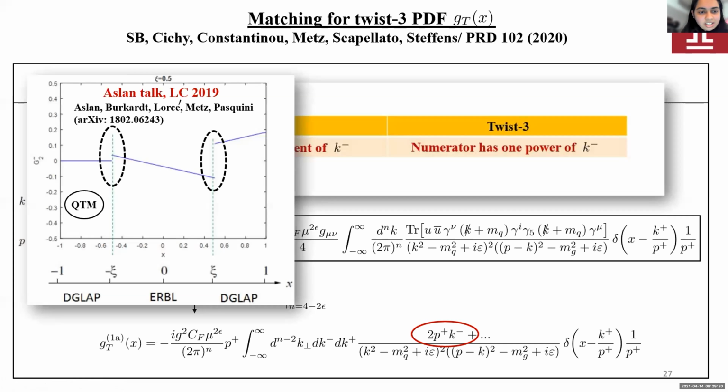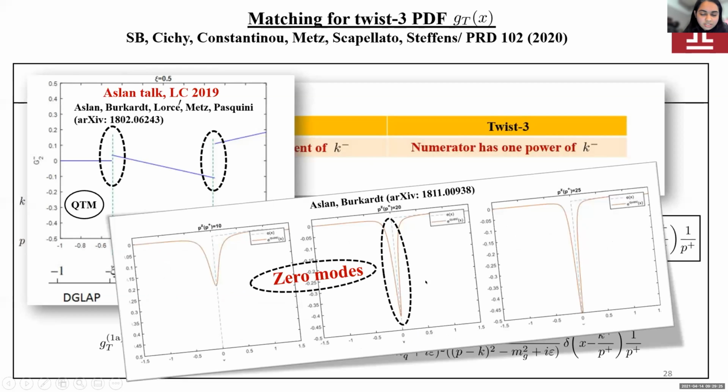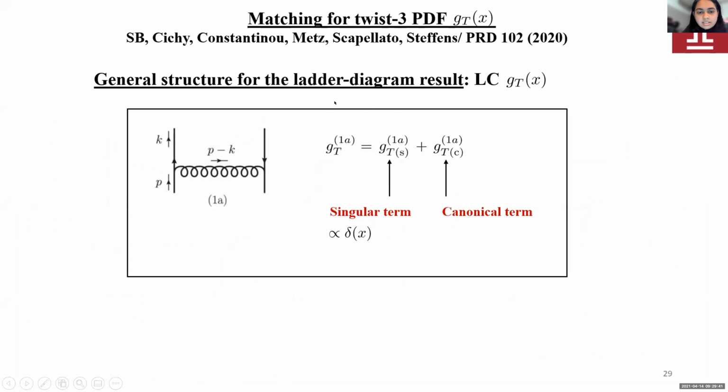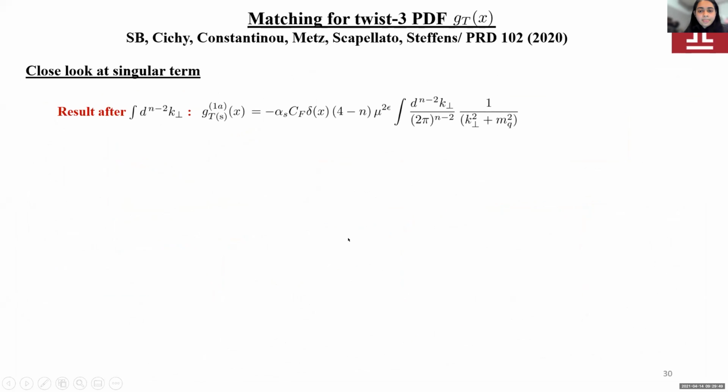But even more interesting, these discontinuities pile up to become a representation of delta function in the forward case. And these are the zero modes that we often hear of. And this talk is about the non-trivialities that we encounter in matching because of these contributions. So you can disentangle your ladder diagram result into a singular term and a canonical term, and this has the delta function term. This is how your light cone GT looks like prior to carrying out these K-perp integrals.